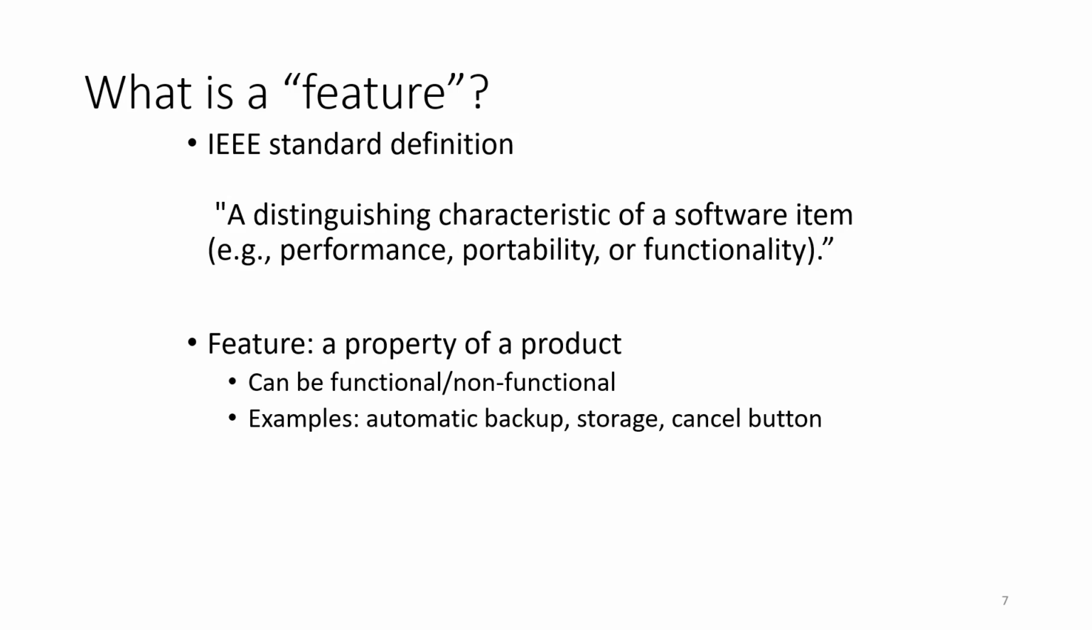And the functional ones, this would be, really that, I don't know, you have the automatic brake system or the follow to stop in a traffic jam, stuff like that. Other examples might be automatic backup or storage or some cancel button. These would be features that would be functional because you can see that it exists and you can interact with it.